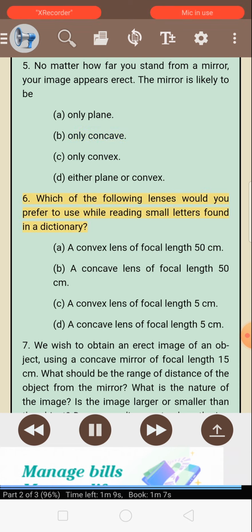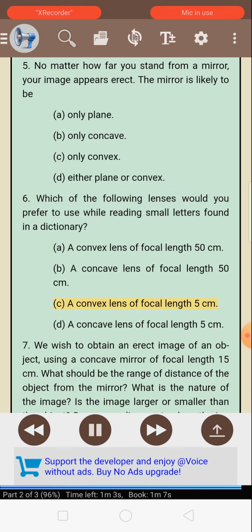6. Which of the following lenses would you prefer to use while reading small letters found in a dictionary? A. A convex lens of focal length 50 centimeters. B. A concave lens of focal length 50 centimeters. C. A convex lens of focal length 5 centimeters. D. A concave lens of focal length 5 centimeters.